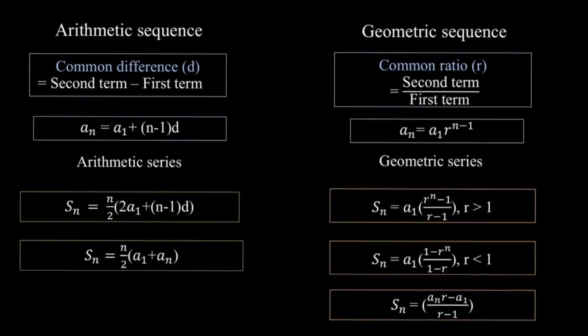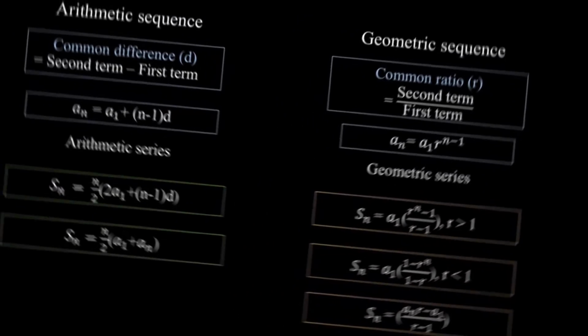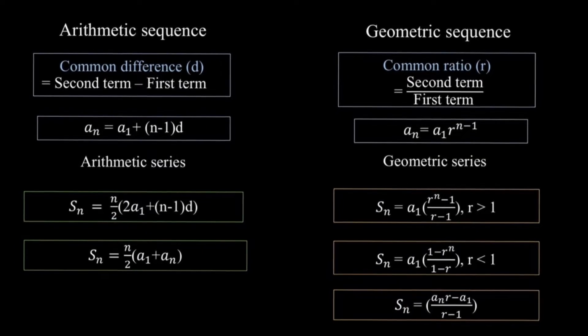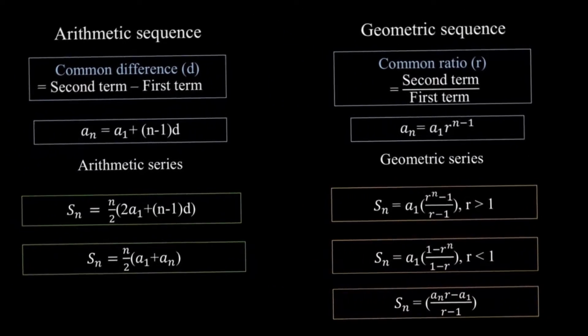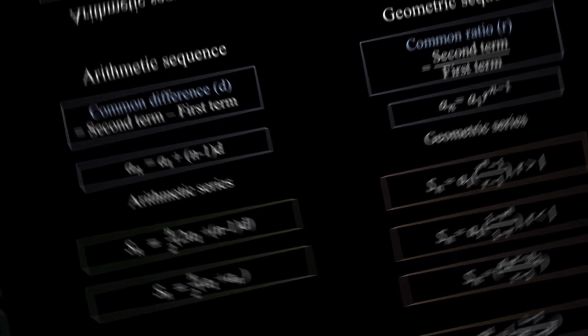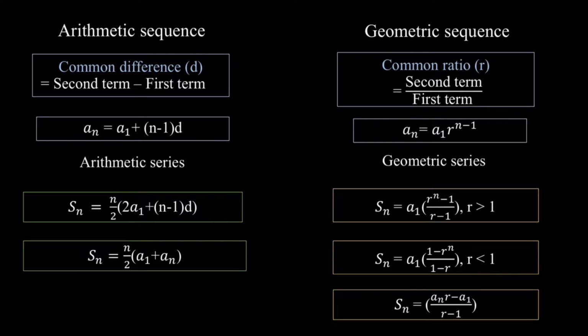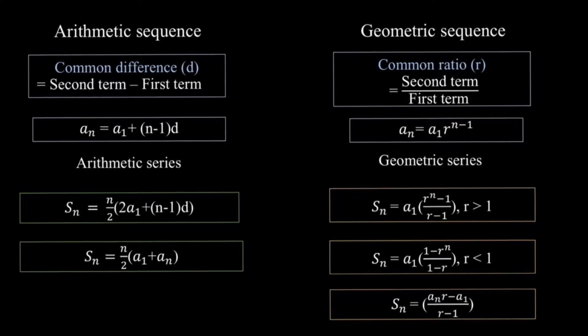Arithmetic sequence. First you have to find the common difference. When you subtract the first term from the second term, that's your common difference, d. By the way, don't forget the formula: a sub n equals first term plus n minus 1 times d. And for the arithmetic series, there are two formulas you have to remember.